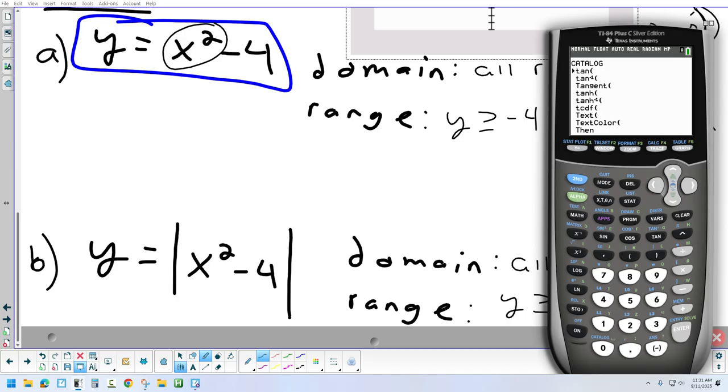So I don't use the catalog super often, because the functions I use, I know where they are. But if I couldn't remember, like I don't know where text color is off the top of my head, no idea, I could find it in the catalog. So the catalog is handy if you forget something.